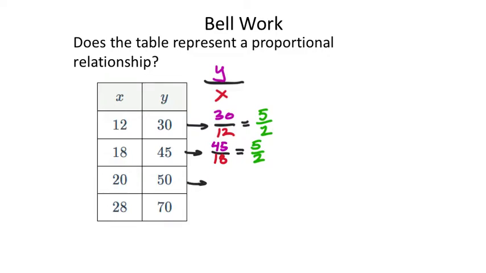So let's keep going. If we had found that these two were not the same, then we could say it's not proportional. But since they are the same, so far it is proportional. But let's just check these last two to make sure. I got a y value here that's 50 with an x value that is 20. These are both divisible by 10. And sure enough, we end up with 5 halves.